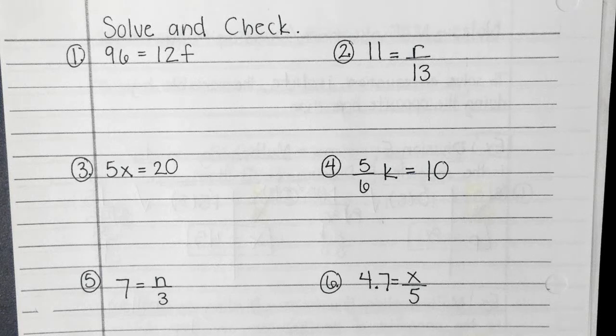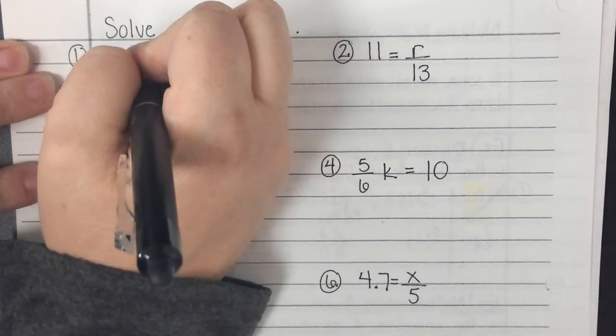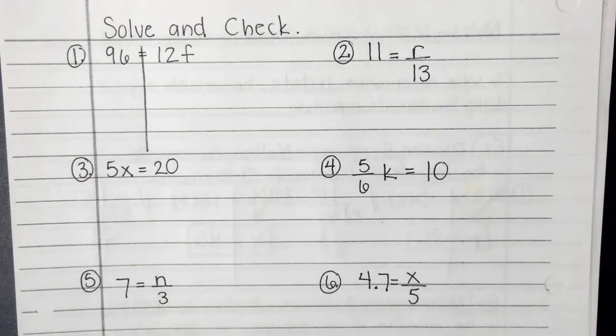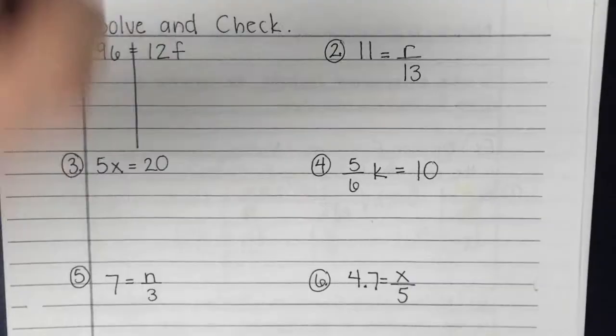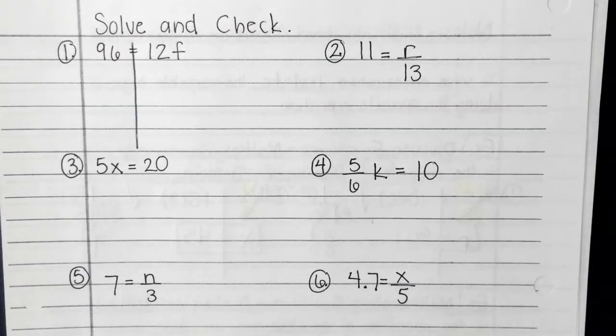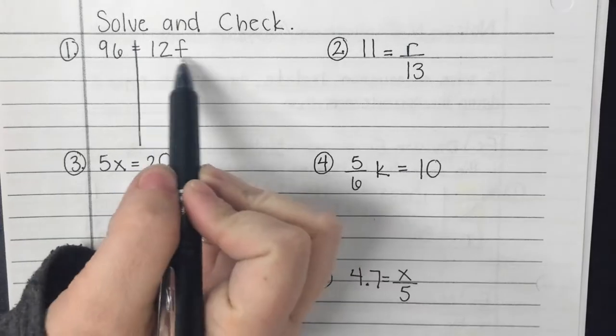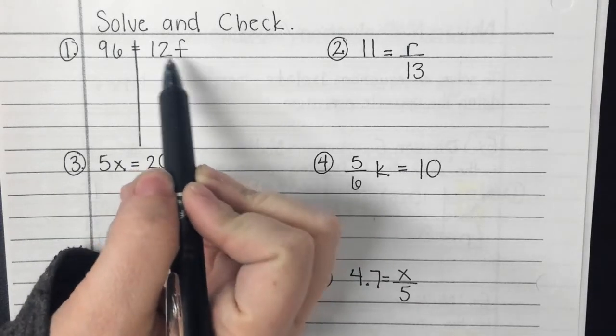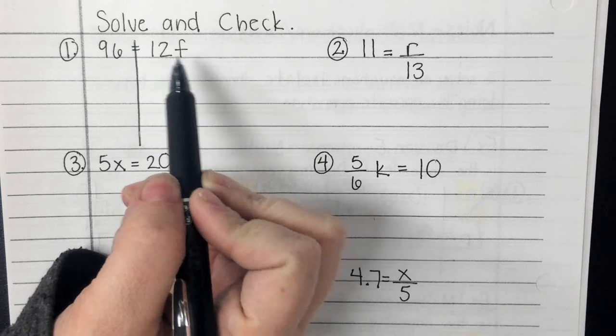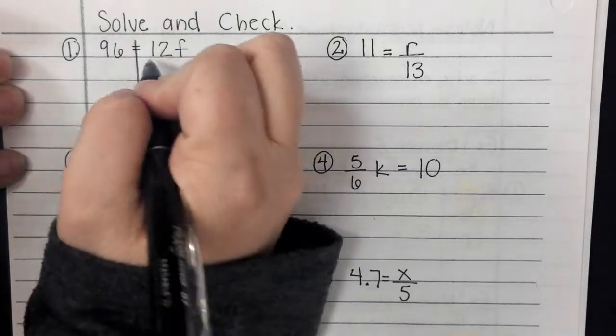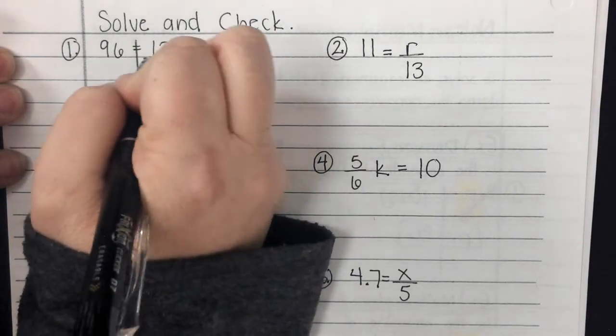All right, so for number 1, we're still solving, so we're going to draw our line where the equal sign is. To solve number 1, we're going to look at where the letter is. On the side where it says 12F, what operation is happening? Tristan? Multiplication. Okay, so this is multiplication since they're right next to each other. What's the opposite of multiplying? Division. So I'm going to draw that fraction bar for my division symbol.